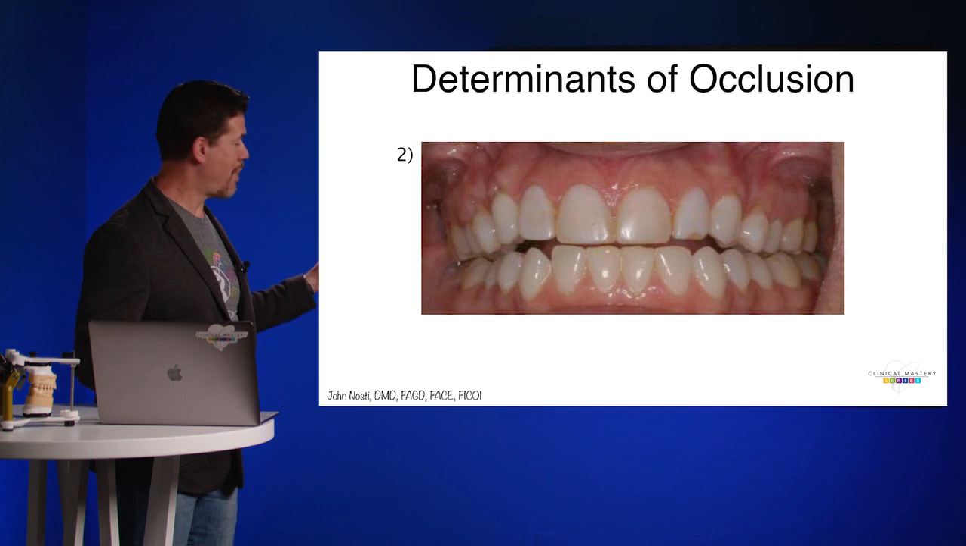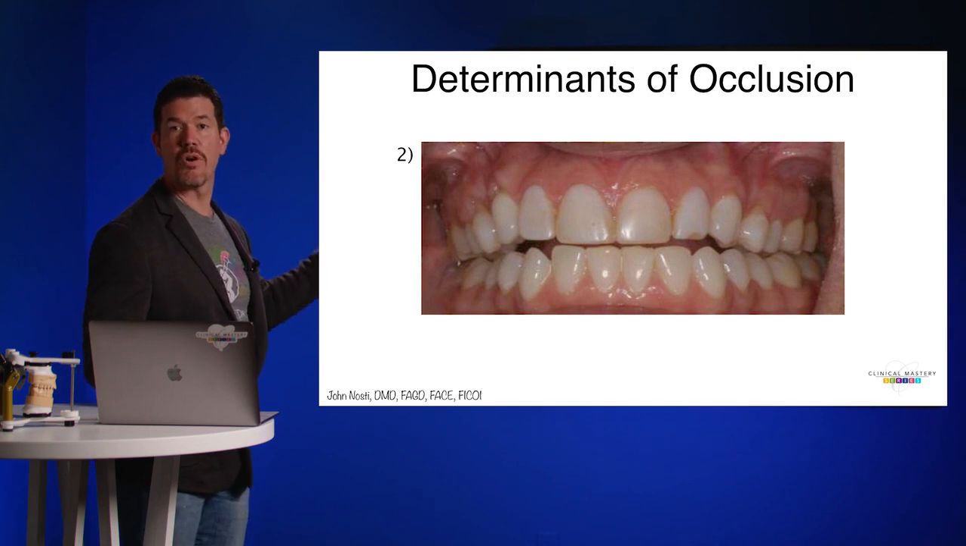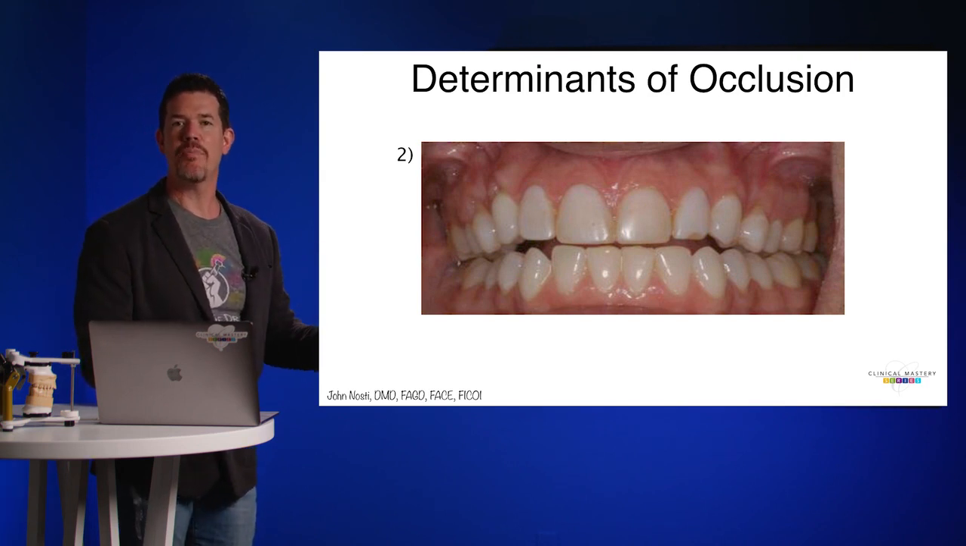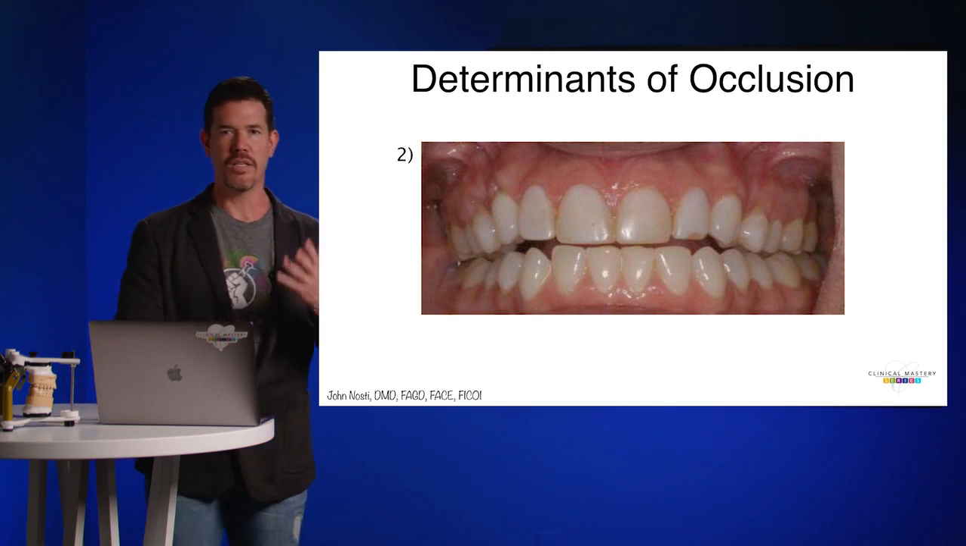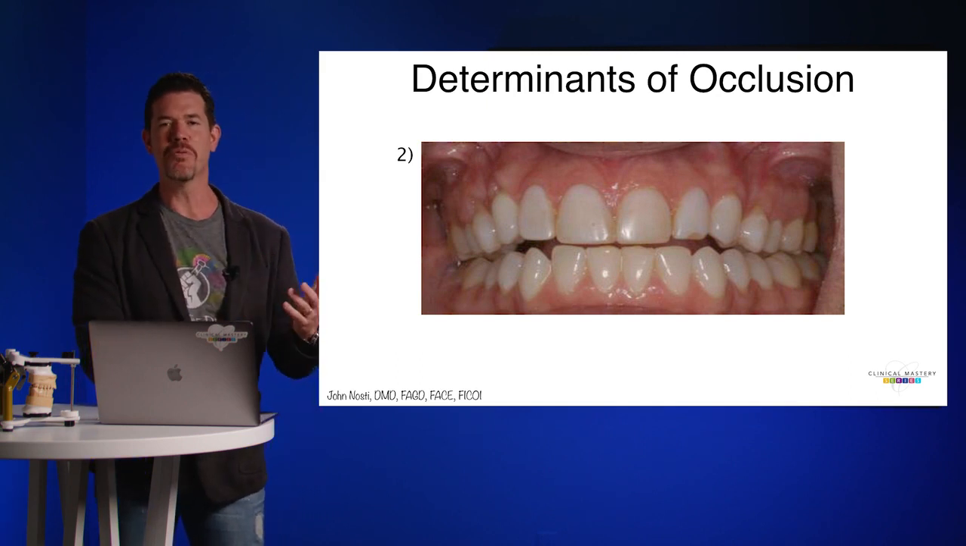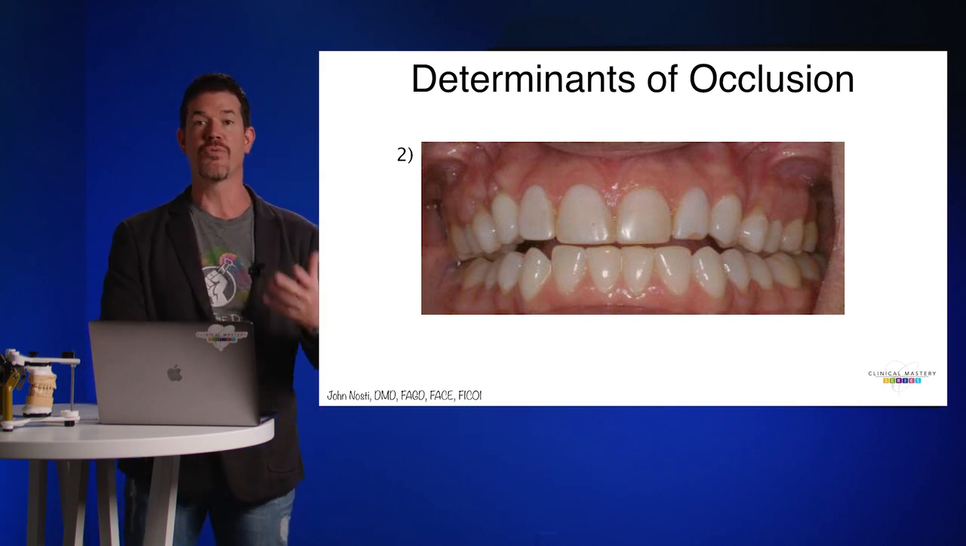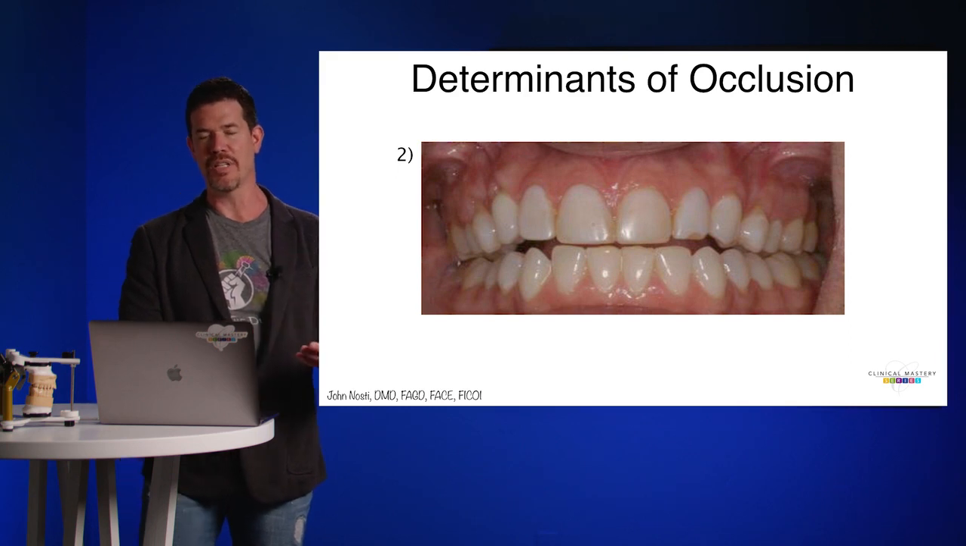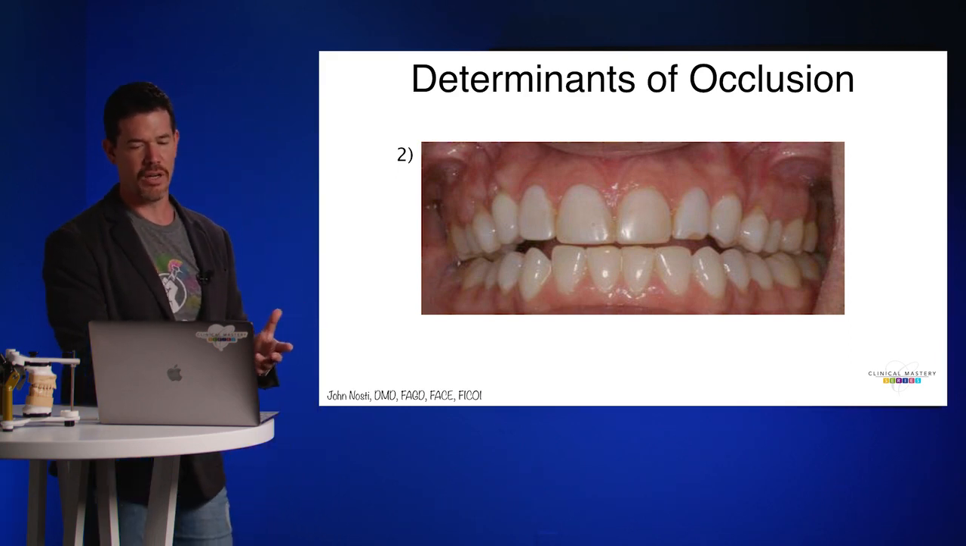Let's move on to our second determinant of occlusion, and that is how our bottom teeth meet up with our top teeth. And it is that way because the top teeth, the maxilla, it's fixed to your skull. You can't move it. But it's the bottom jaw that's freely movable, and how it meets up with the top teeth is our second determinant of occlusion.